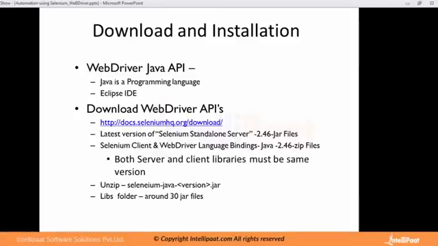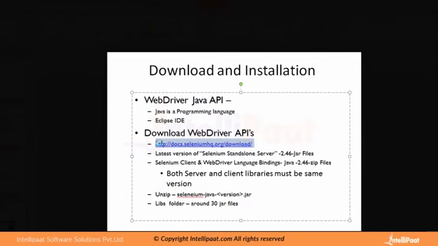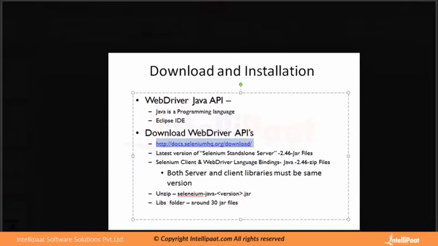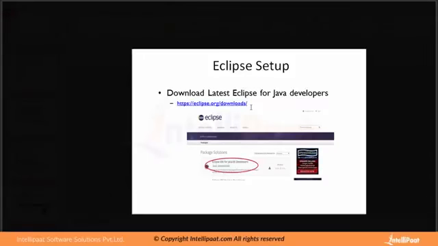As we already saw, all the downloads of Selenium tools can be performed from the Selenium HQ site. So navigate to this Selenium HQ site, open this URL. The next step is to set up your Eclipse to start writing your test cases. You can download the latest Eclipse tool from the given site.